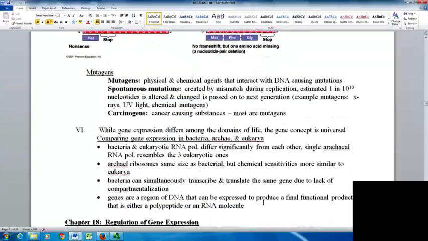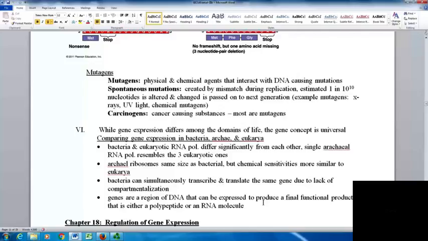Mutagens are physical and chemical agents that are going to interact with the DNA and cause these mutations. The spontaneous mutations are created by mismatch during replication. It's estimated 1 in 10 to the 10th nucleotides is altered and changed and gets passed on to the next generation. With mutagens, some examples are X-rays, UV light, and chemical mutagens. Some of the mutagens are actually carcinogens, which are cancer-causing substances.